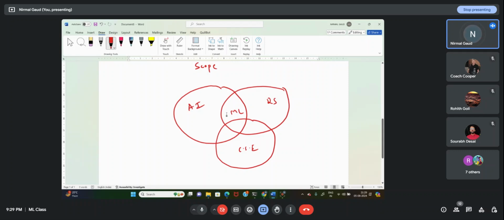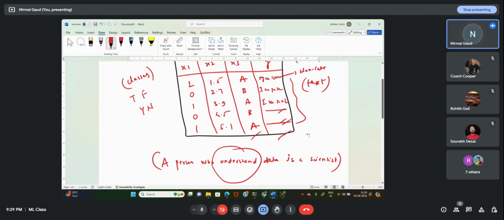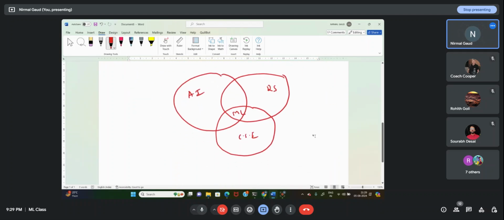Okay, let me remove this part. That means put it here. ML is present. It's an intersection of all. And people also do say that AI is a subsidiary branch of CSE. But AI has many things. It's not only about the CSE.